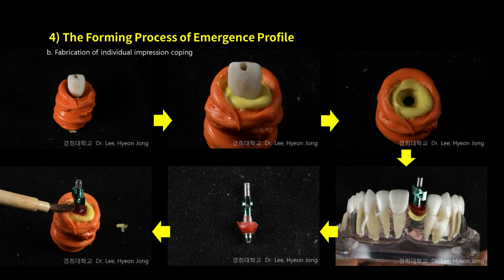And then the temporary can be removed. What happens next? If you look at the third picture, the lab analog is inside and it has a shape like this. And then an impression coping is connected and pattern resin is put in around it. And then individual impression coping is fabricated with the cervical appearance of the temporary. After taking a pickup impression, gypsum is poured in. A socket like this is made in the gypsum, leading to the final prosthesis with the same emergence profile as the temporary.